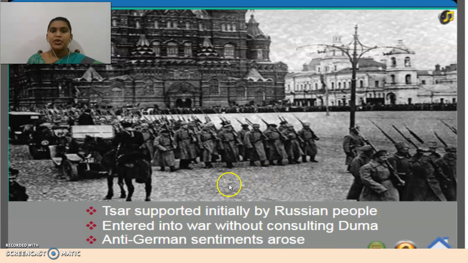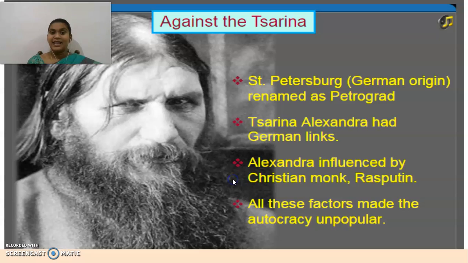So what did they start to do with this anti-German feeling? Let us see that, the reaction against the Tsarina. Let us see here, St. Petersburg. The name St. Petersburg itself is of German origin. That is the reason they renamed St. Petersburg as Petrograd. You remember this place, right? St. Petersburg was the capital. It was also the main city for their industrial activities.